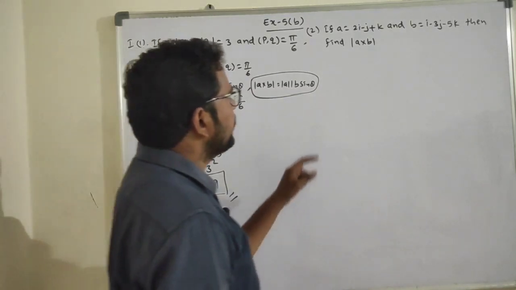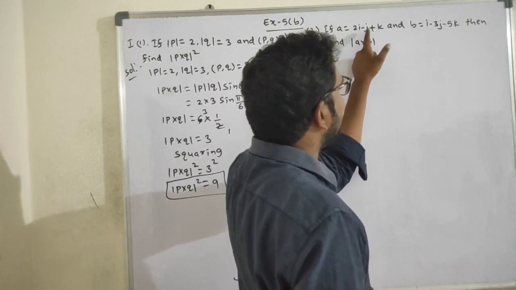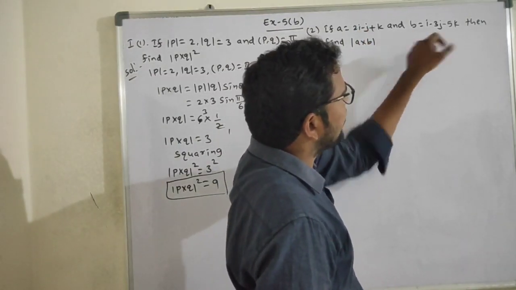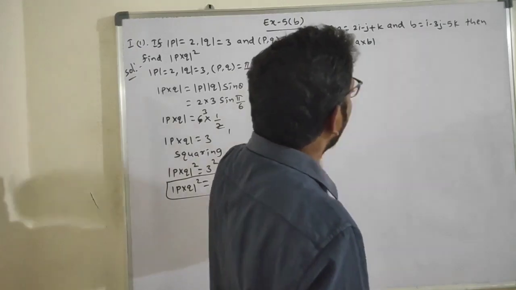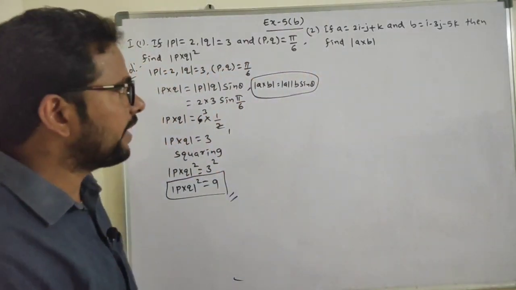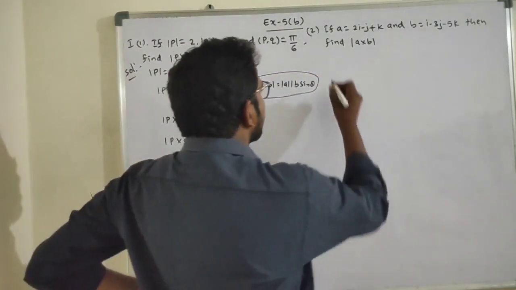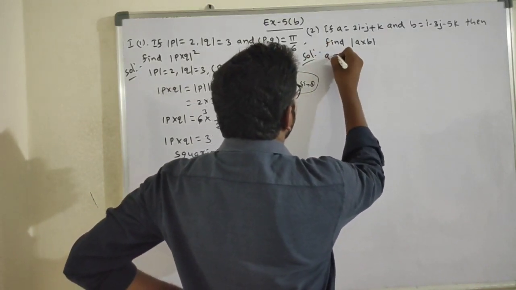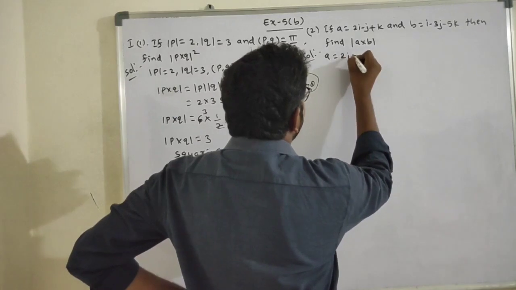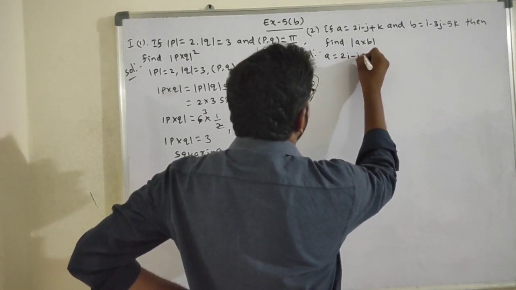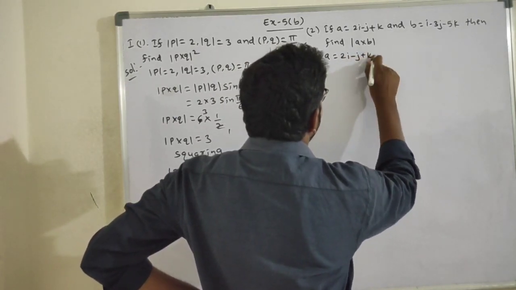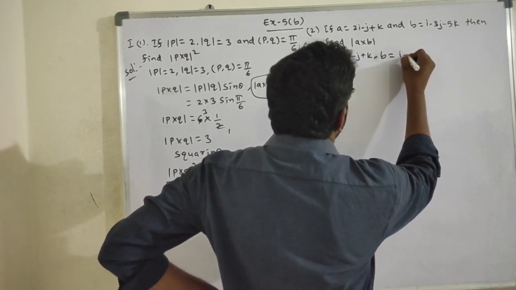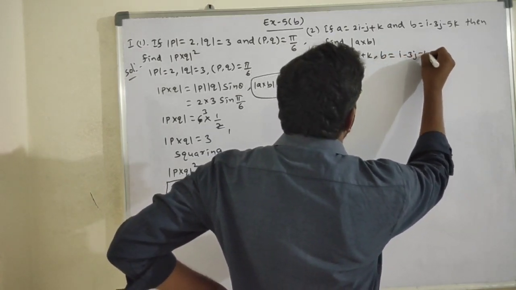Now second question. If A is equal to 2i minus j plus k and B is equal to i minus 3j minus 5k, then find modulus A cross B. So what is given? A is equal to 2i minus j plus k, and B is equal to i minus 3j minus 5k.